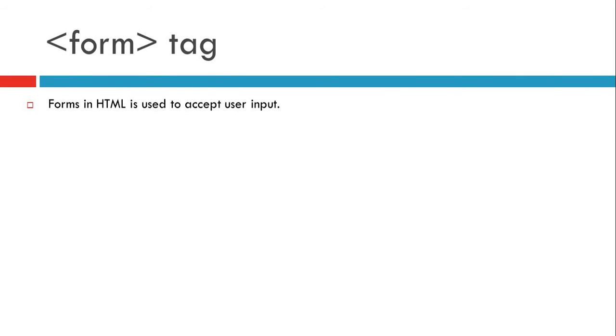Forms in HTML are used to accept input. A form is created by using the form tag and it closes with /form. Thus, in between the opening and closing of the form, we have to use different elements of the form to create the form.